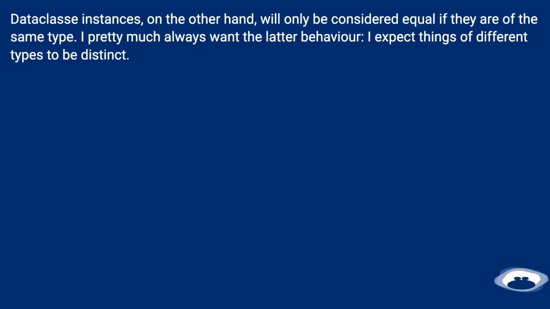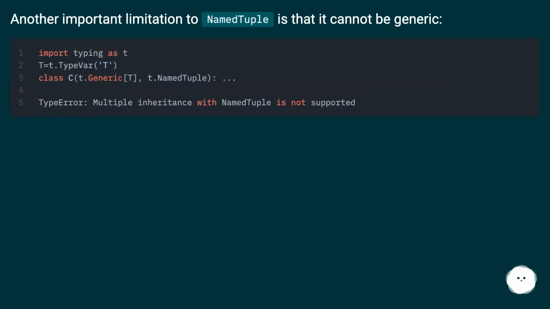Data class instances, on the other hand, will only be considered equal if they are of the same type. I pretty much always want the latter behavior. I expect things of different types to be distinct. Another important limitation of NamedTuple is that it cannot be generic.